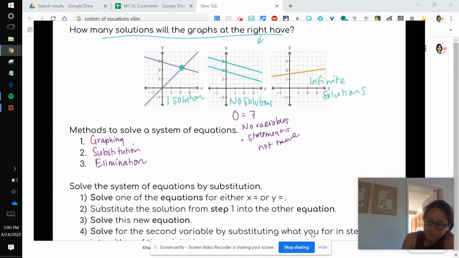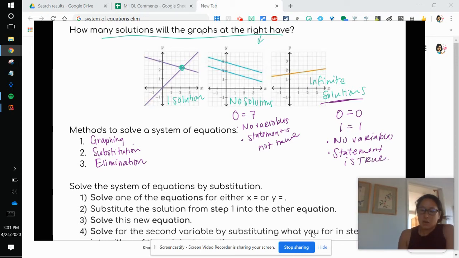Okay. This one, for the infinite solutions, you'll get something like 0 is equal to 0 or 1 is equal to 1. Again, there are no variables, and the statement makes sense. It is true.